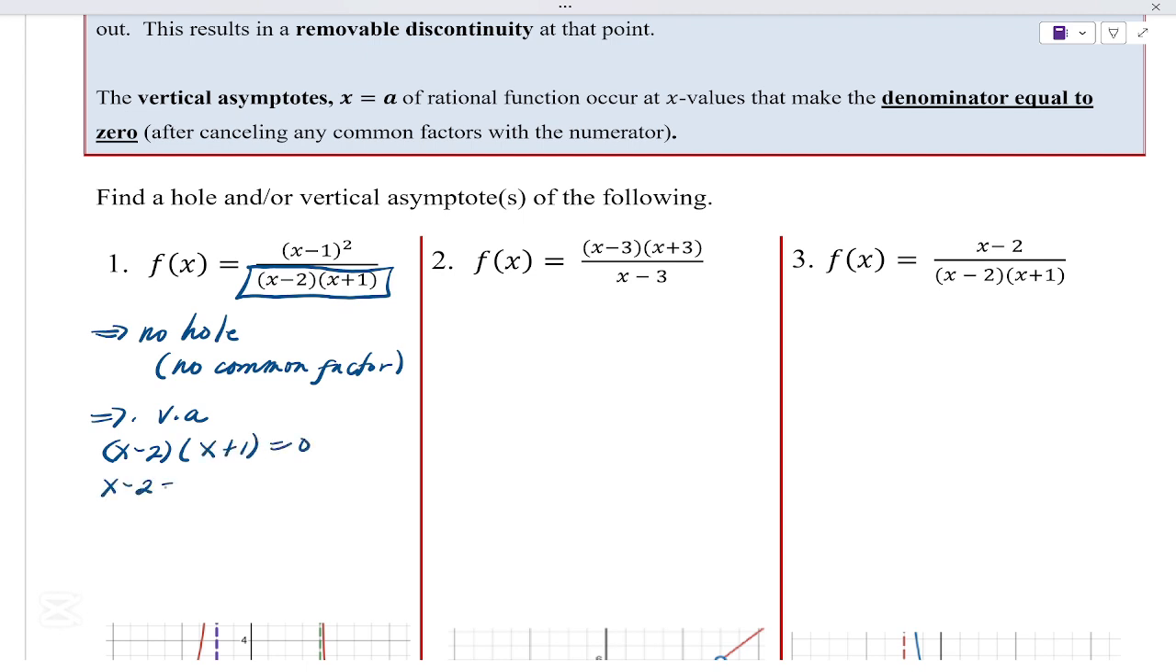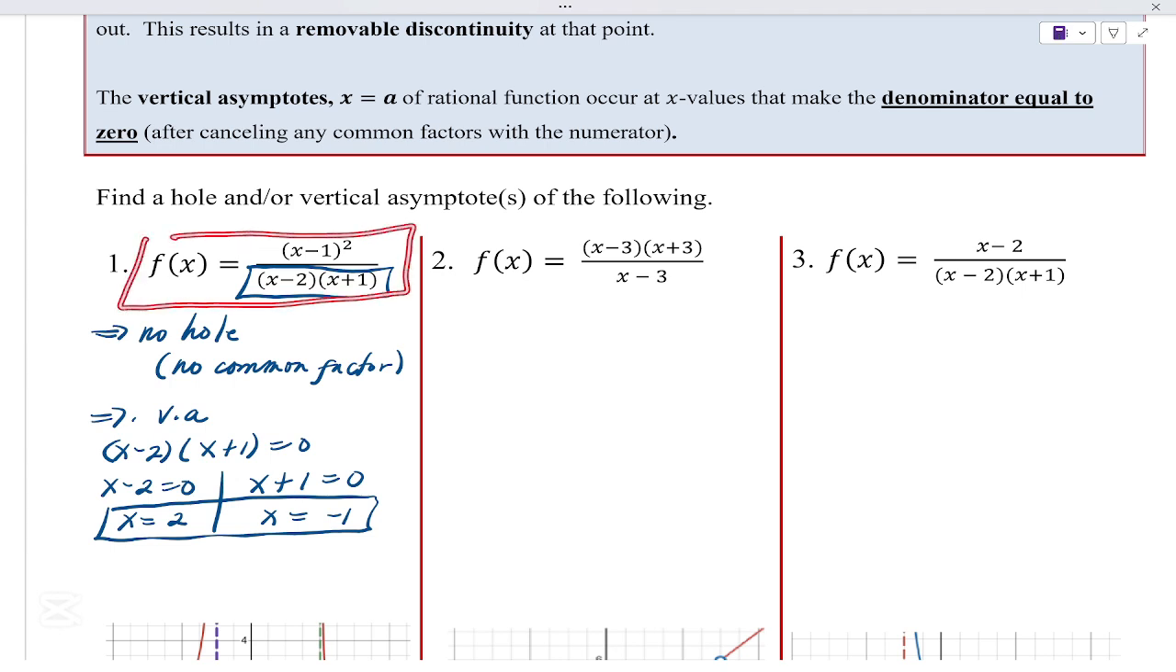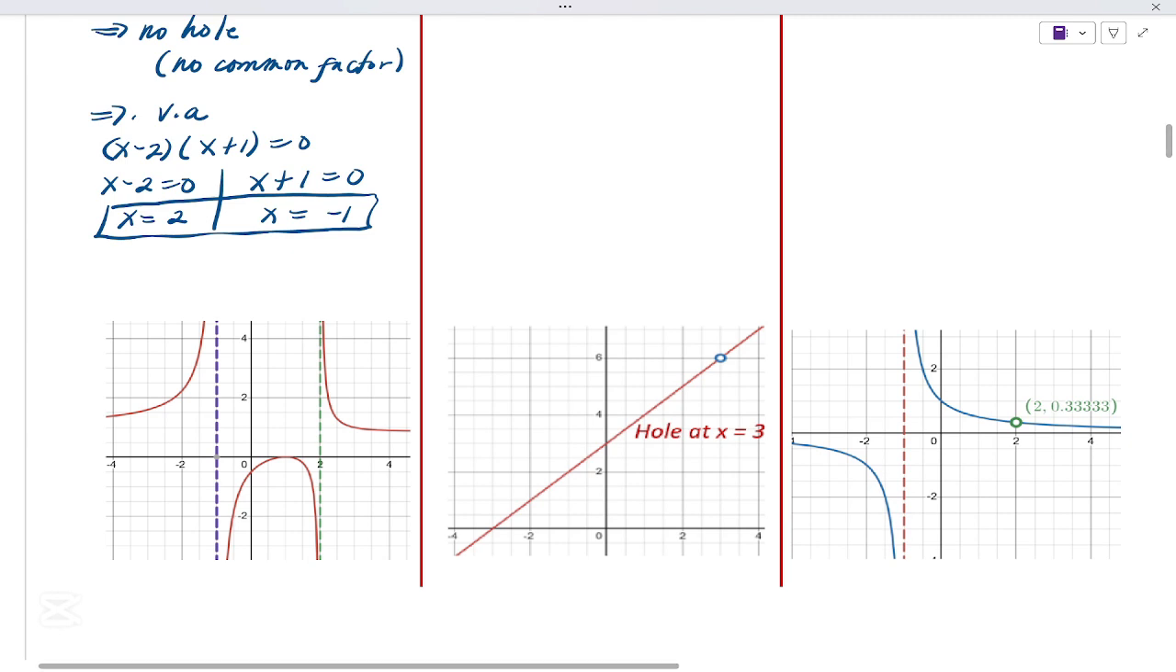So when x minus 2 is equal to 0, we get x equal to 2. And when x plus 1 is equal to 0, we get x equal to negative 1. So these two are the vertical asymptotes. And if you graph this function in Desmos, you can find that the vertical asymptotes appear on these vertical lines, and there is no hole in the graph.